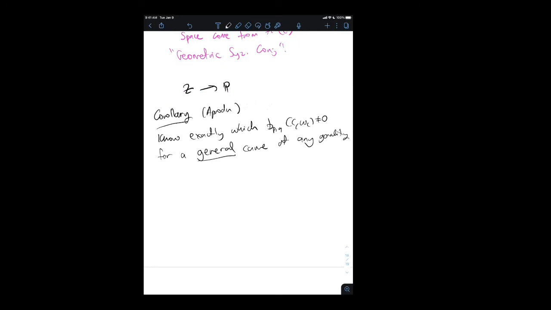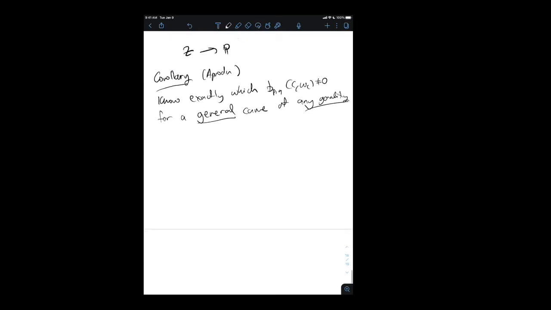But somehow the key thing is to do it for a general curve, and then you get the answer. Green has a conjecture which says that b_{p,2}, in complete generality, is zero if and only if p is less than the Clifford index of the curve. But it turns out that the general case implies this for a general curve of any gonality. So this will tell you exactly which entries are non-zero. Okay.